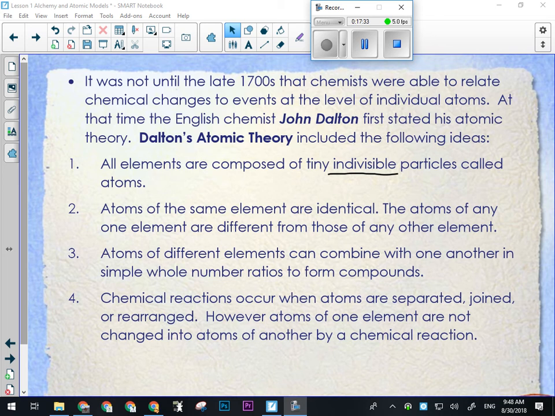So it's actually Dalton's third point here that put the death blow to alchemy: you can't transmute something into something else. All right, so elements can combine with one another in simple whole number ratios. That's also important: simple whole number ratios, not half an atom or a quarter of an atom. It's always full atoms. If you're looking at something simple like water, it's 2 hydrogen atoms and 1 oxygen atom. I wouldn't write it like this.